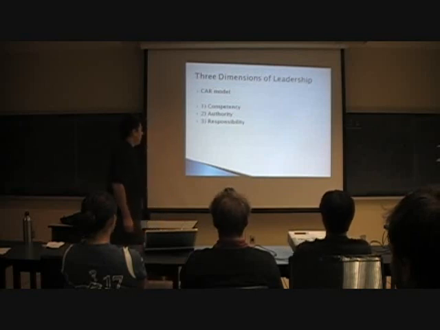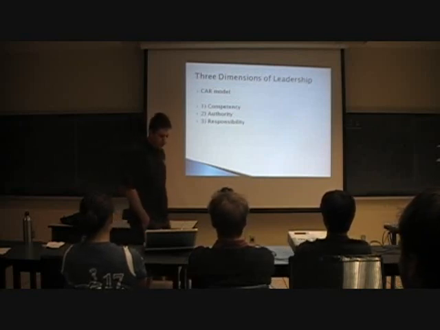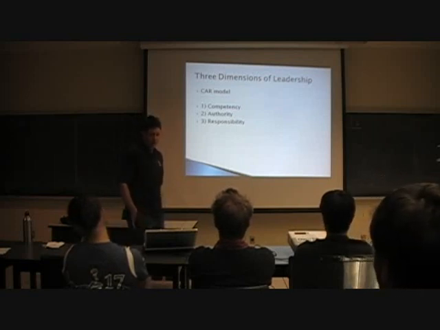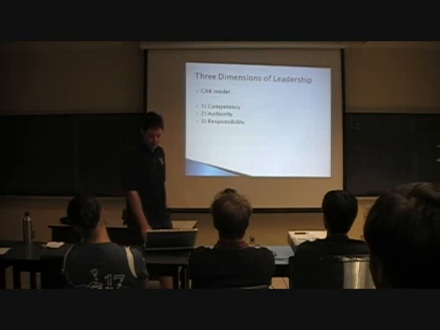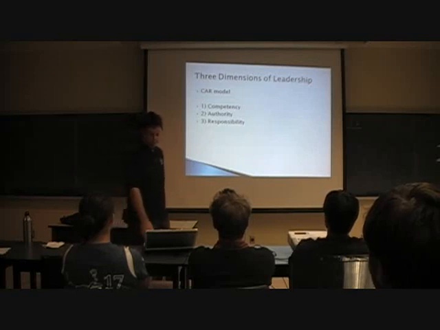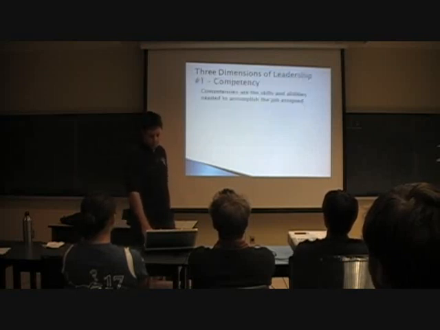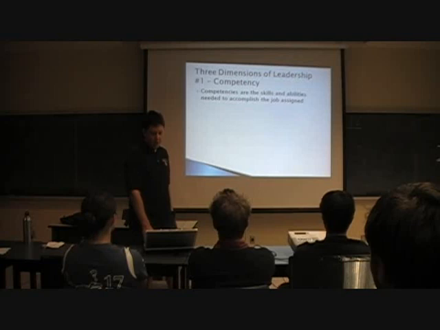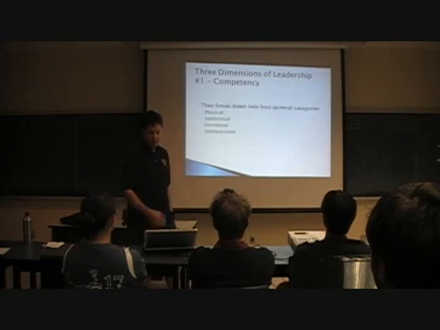Okay, so those were the different theories of leadership we talked about. Okay, adding at the end there, transformational, invitational, and transactional. What I'm going to talk about now is some different leadership situations. This is called the CAR model, competency, authority, responsibility. So competencies are the skills and abilities needed to accomplish the job assigned. They break down into 4 general categories: physical, intellectual, emotional, and interpersonal.